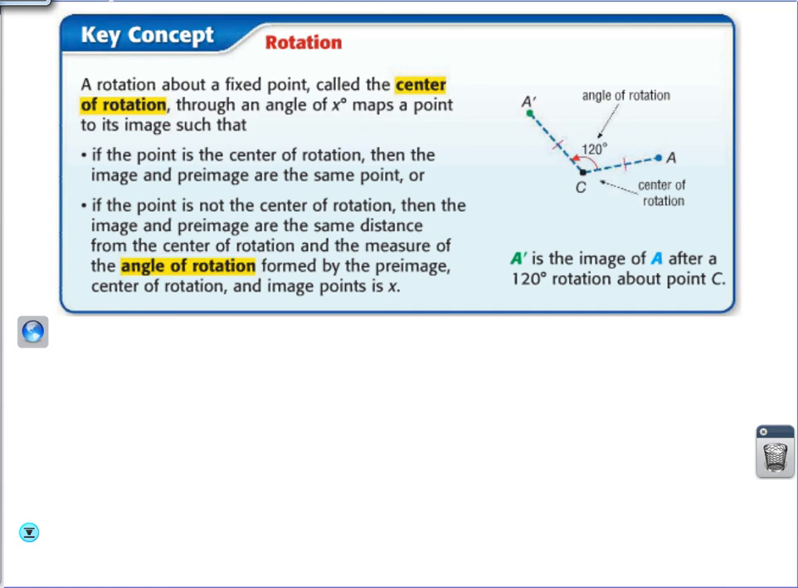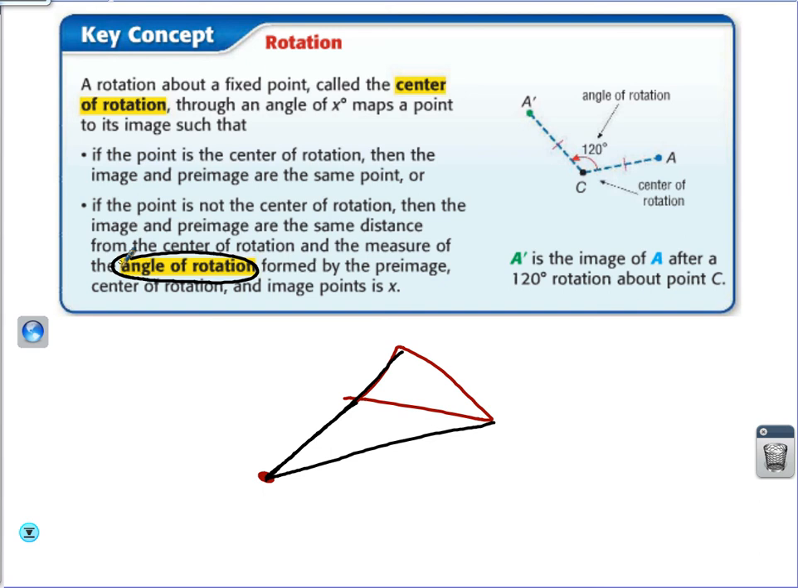Okay, finally rotation. A rotation about a fixed point is called the center of rotation. I discussed that a little bit a while ago. If you want to rotate an image around a fixed point, that fixed point is the center of rotation. Think of it like there's strings attached. As you rotate it around that center of rotation, let's say we want to rotate it 90, 180, 270, 60, 50. We want to rotate it some amount of degrees, because anytime you're spinning, you're talking about degrees. That is your angle of rotation.